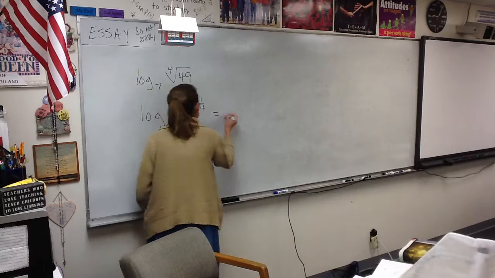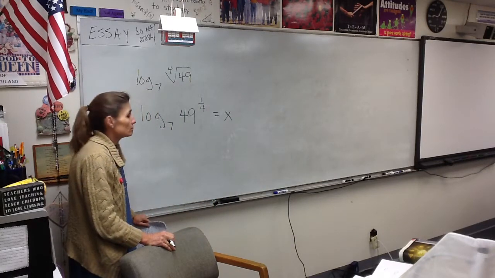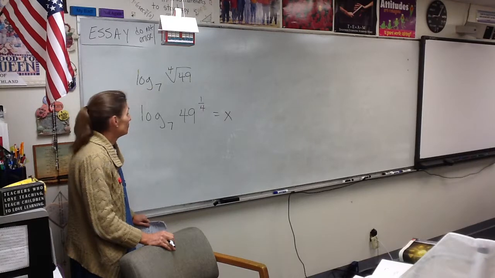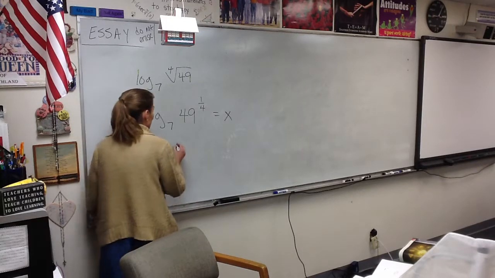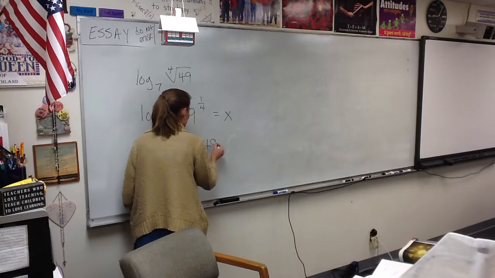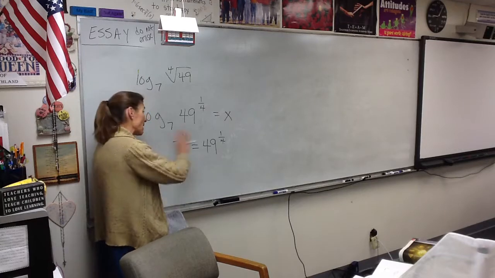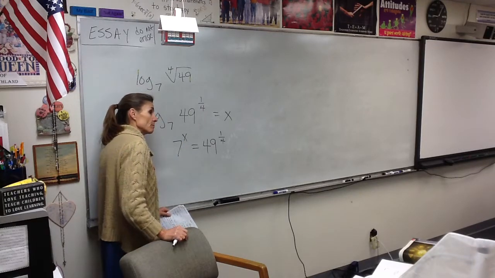Okay. And don't you put it to like 7 exponent x equals 49 to the 1/4? That's absolutely perfect. There's other ways to do this problem, but that is absolutely fine. Then what? That's kind of where it's. Oh, no. That's where I think I'm just confused.